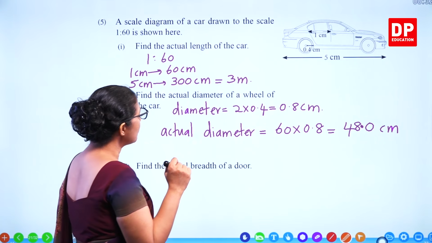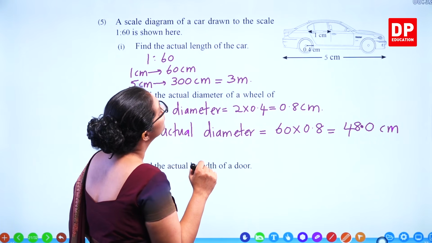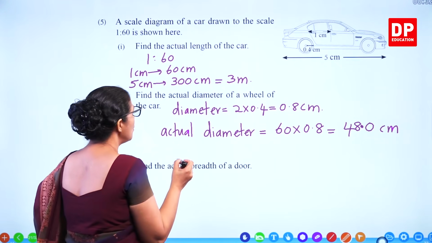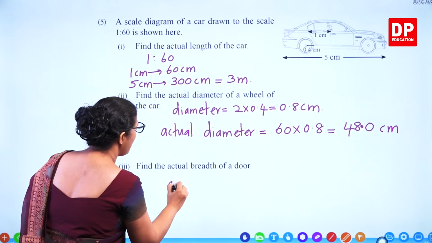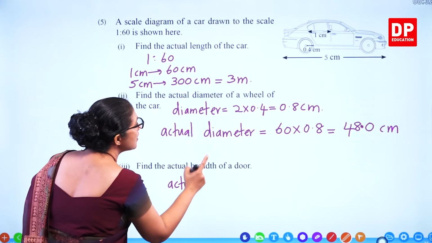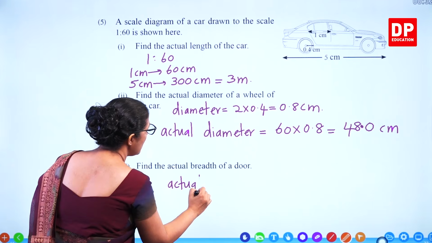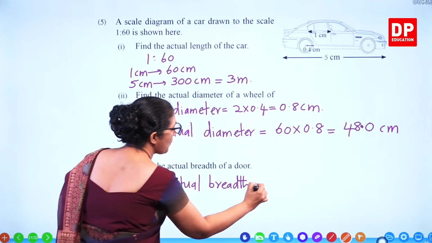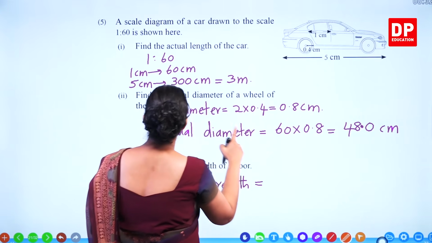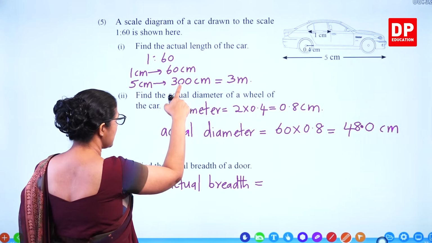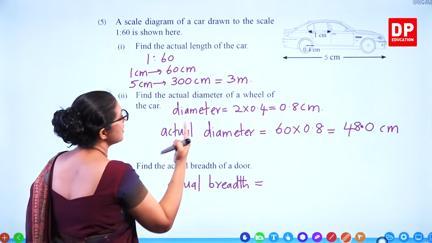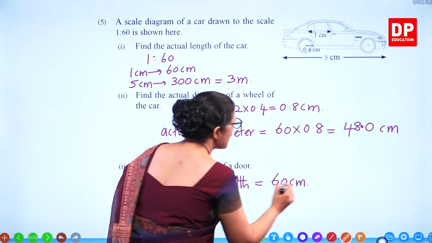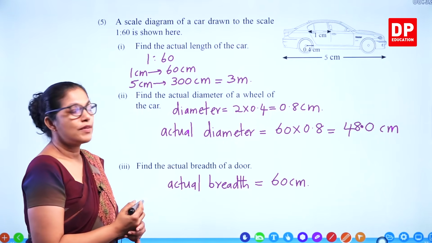Find the actual breadth of a door. That's here 1 centimeter. So you have to multiply by 60. Actual breadth. 1 centimeter here. So 1 centimeter means that's 60. So 60 centimeters is the actual breadth of the door.